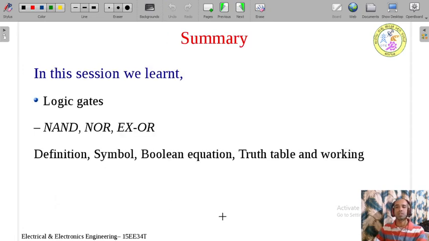So coming to the summary of this session, in this session we learned the logic gates. Those are the derived logic gates actually we call: NAND gate, NOR gate, XOR. NAND is a combination of AND and NOT. NOR is a combination of OR and NOT. Definition, symbol, Boolean equation (the mathematical equation), truth table, and its working.